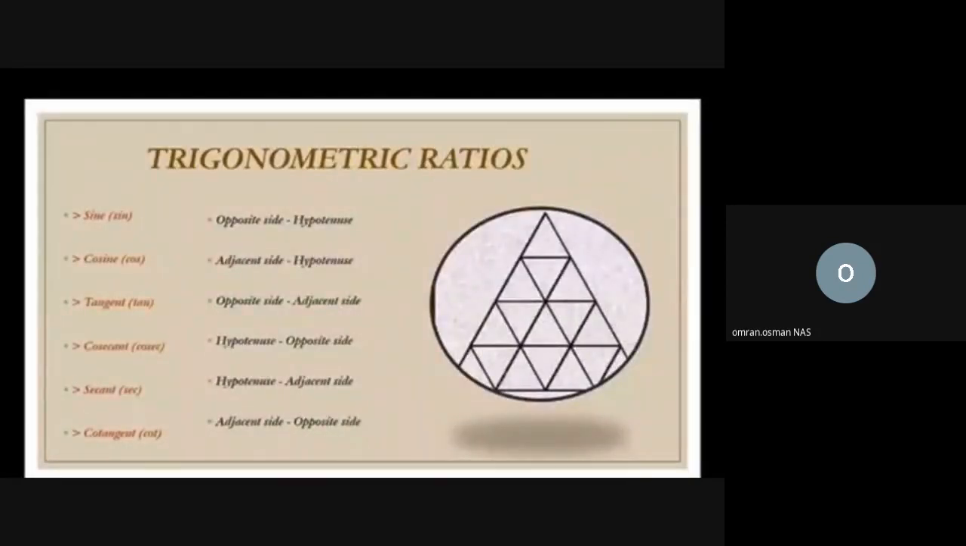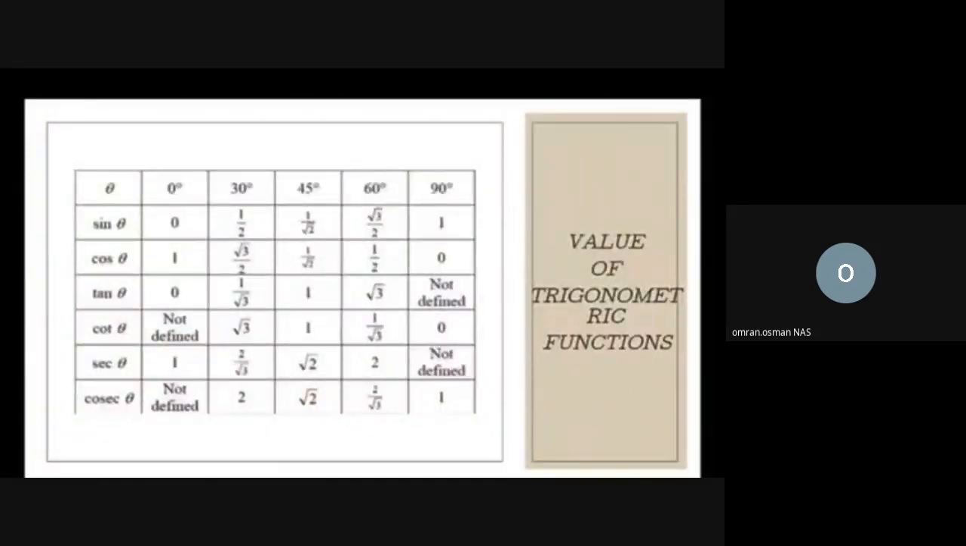Those are the trigonometric ratios. Sine goes with the opposite side over the hypotenuse. Cosine goes with the adjacent side over the hypotenuse. Tangent goes with the opposite side over the adjacent side. Cosecant goes with the hypotenuse over the opposite side. Secant goes with the hypotenuse over the adjacent side, and cotangent goes with the adjacent side over the opposite side. Those are the values of trigonometric functions, as you can see in the given table.